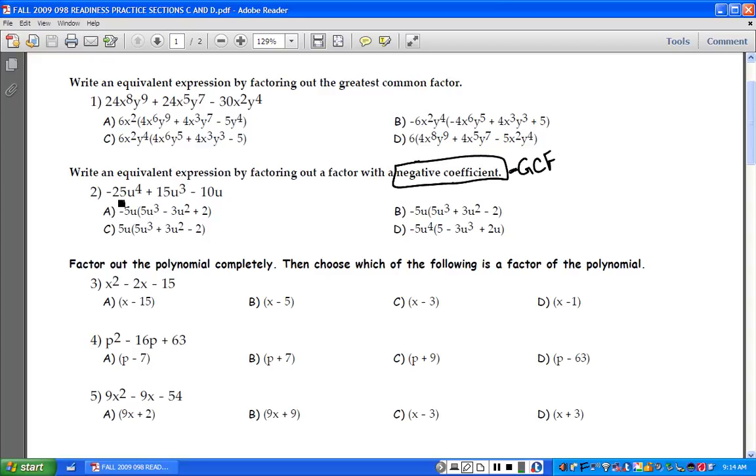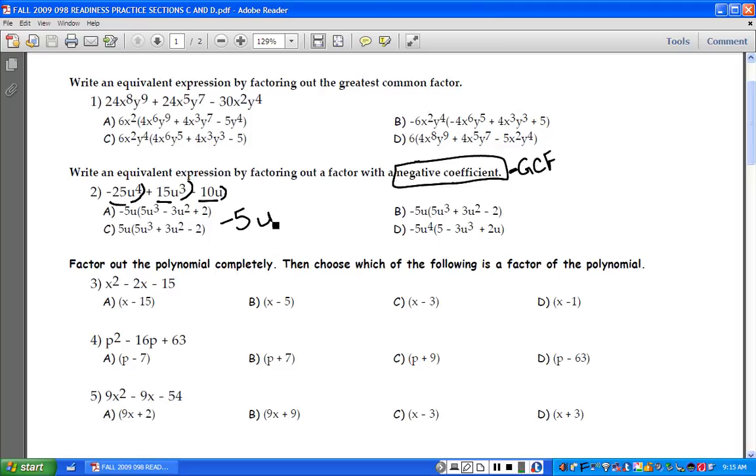Okay, so first, again, we look at the coefficients. So that's the negative 25, the positive 15, and the negative 10. And we figure what's the greatest number that goes into negative 25, 15, and negative 10, greatest common factor. And in this case, it would be a negative 5. Negative 5 goes into each of those coefficients. And then we look at the variable. Well, our variable in this case is u, and each one has a u. You have a u right there, you have a u right there, and you have a u right there. So each term has a u.